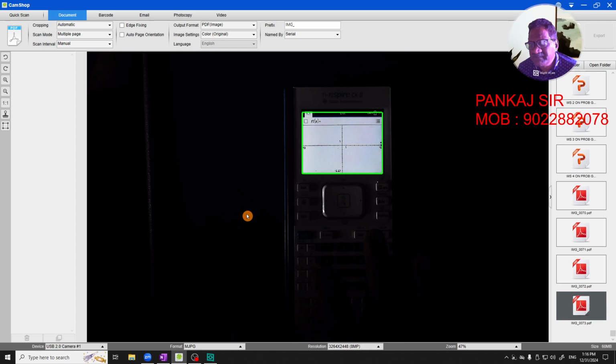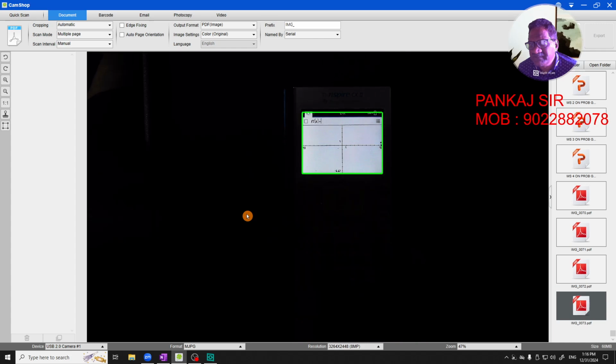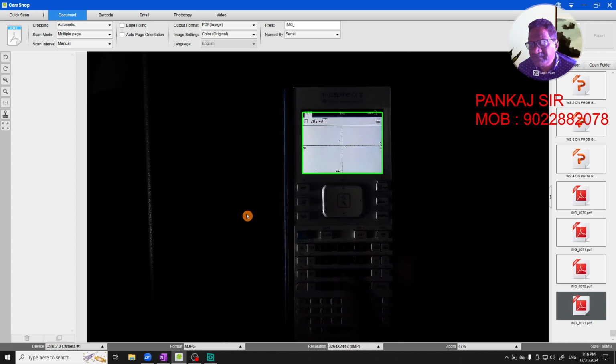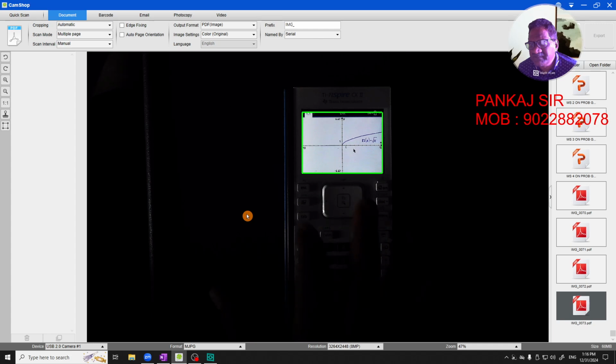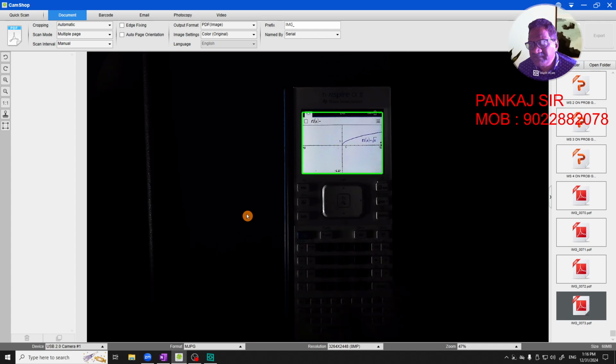So it will be square root of x. Now this is the graph of square root of x. Now same thing I have shown you on my Wacom tablet as well. This is square root of x. Now I will be saving this and I'll be doing again square root of x plus 1. Square root of x plus 1, right?